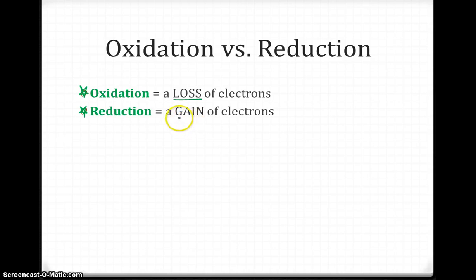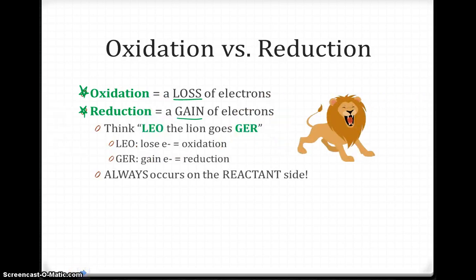Reduction means you're going to gain electrons. So oxidation means loss of electrons. Reduction means gain of electrons. And how you can remember that is through a little saying called Leo the lion goes grr. So here's Leo over here, and he's in the process of grrring.